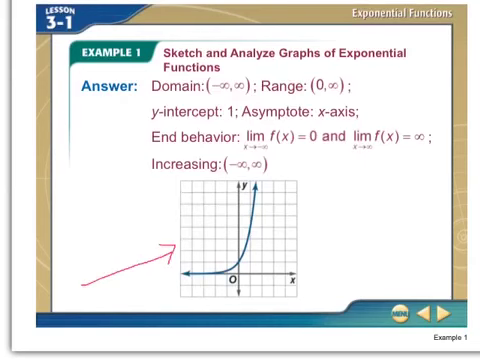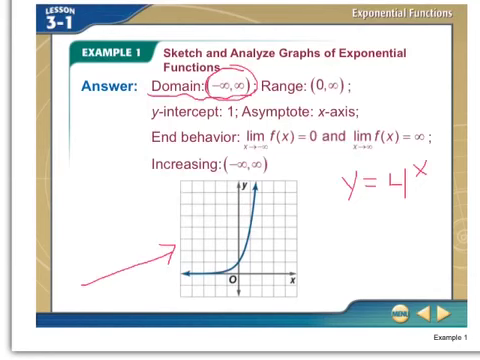Now, it wants us to analyze the graph. Because we were able to plug in whatever we wanted for x, x was not part of a denominator, nor was it underneath a radical, we can plug in whatever we want for x, which means our domain is all real numbers, and using interval notation, that is -infinity to infinity.